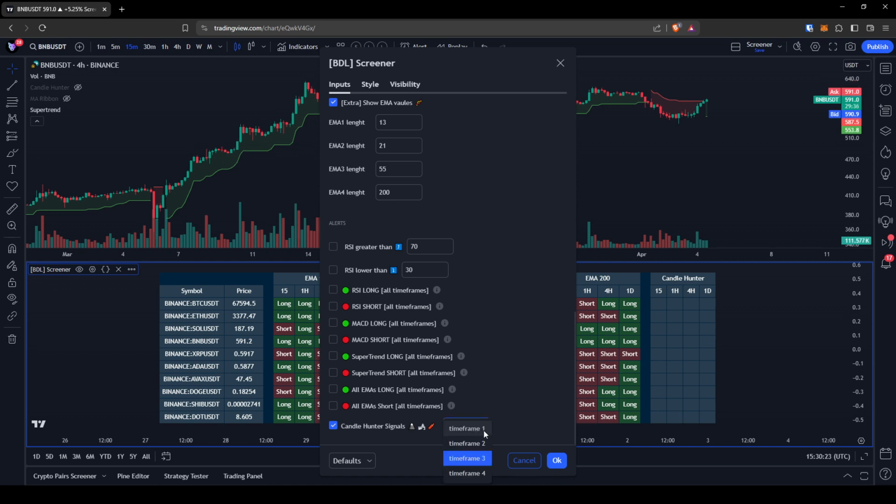Nice one. You don't need to watch it. And with the candle hunters, we can change the time frames. So time frame 1, 2, 3, or 4. We just saw the mountain here before.